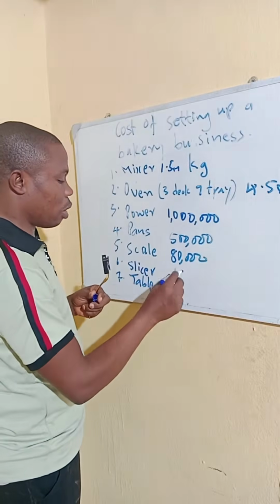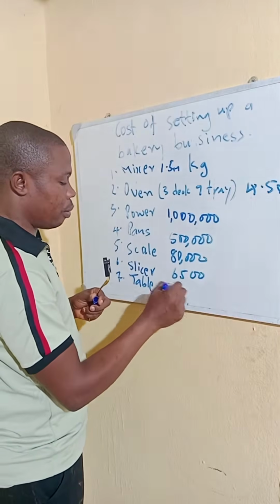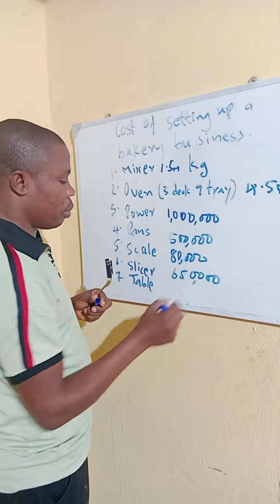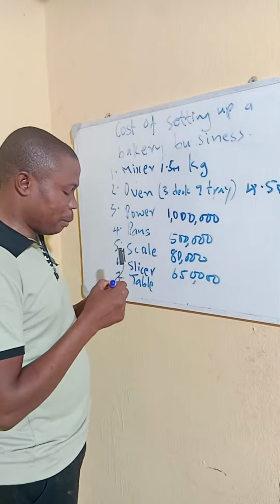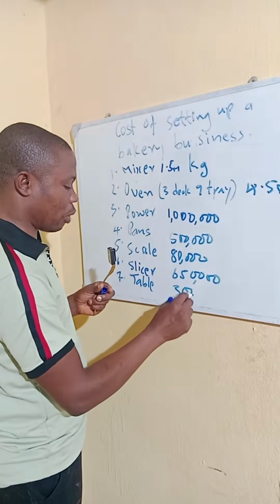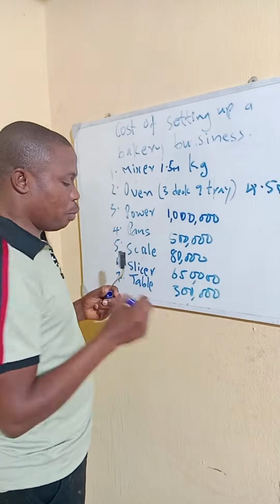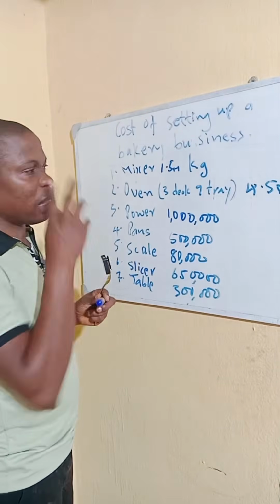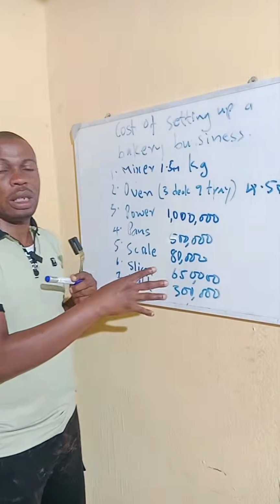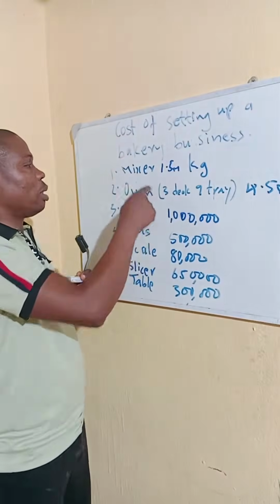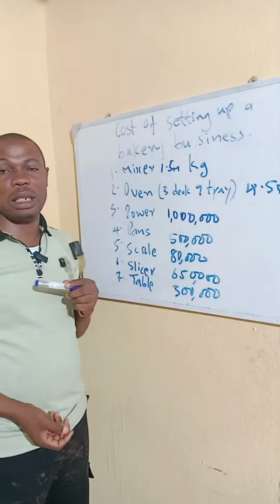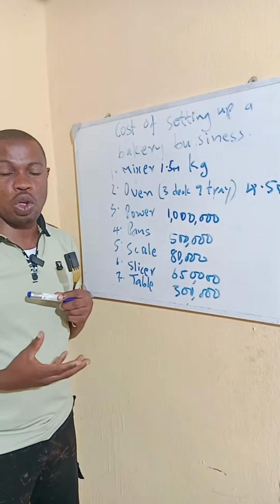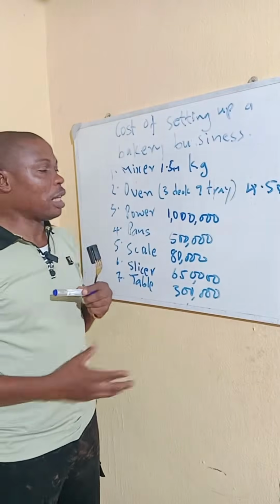Slicing machine is 650,000 naira. And then your tables, let's budget about 300,000 naira for our tables. So you can see these are the basic things you need. And then if you're buying the gas oven, you buy your gas cylinder, and you are good to go. You don't need to go about it as a beginner.